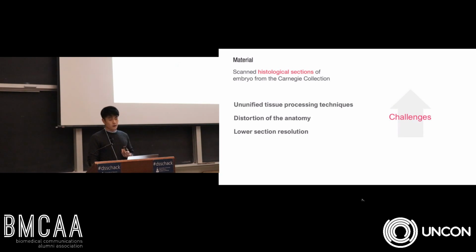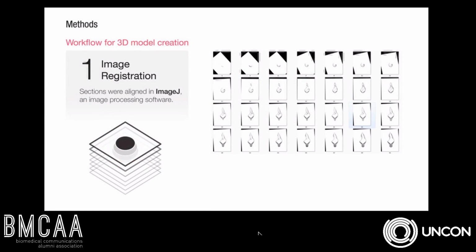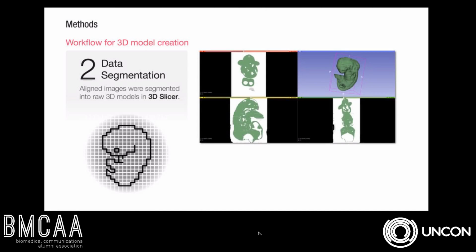So I learned this workflow for 3D model creation, and each stage uses different software. The first step is image registration. The histological sections were aligned using ImageJ, an open source image processing software that was developed by NIH. As you see, they are all tilted a little bit after the alignment. And these aligned images were brought to 3D Slicer, which is another open source image segmenting software. And this is a screenshot of data segmentation in 3D Slicer.